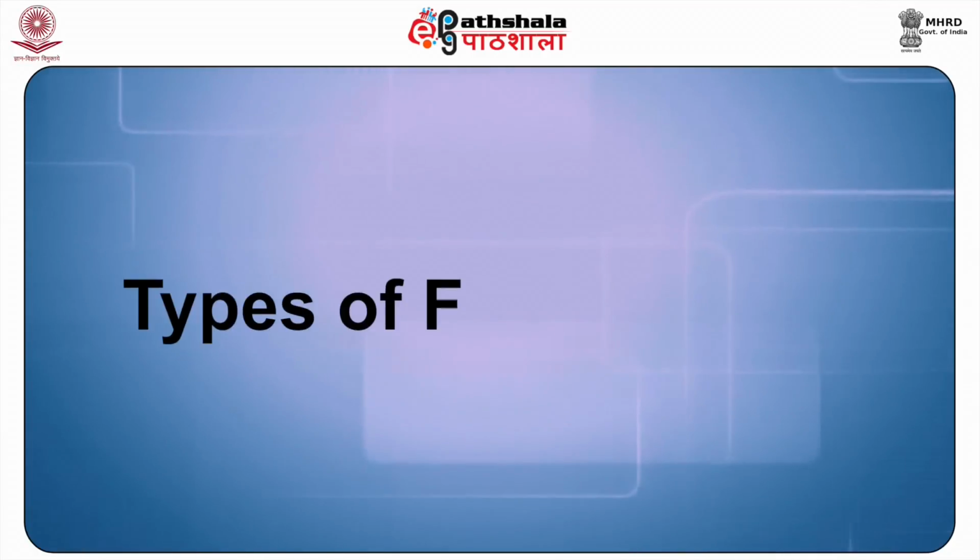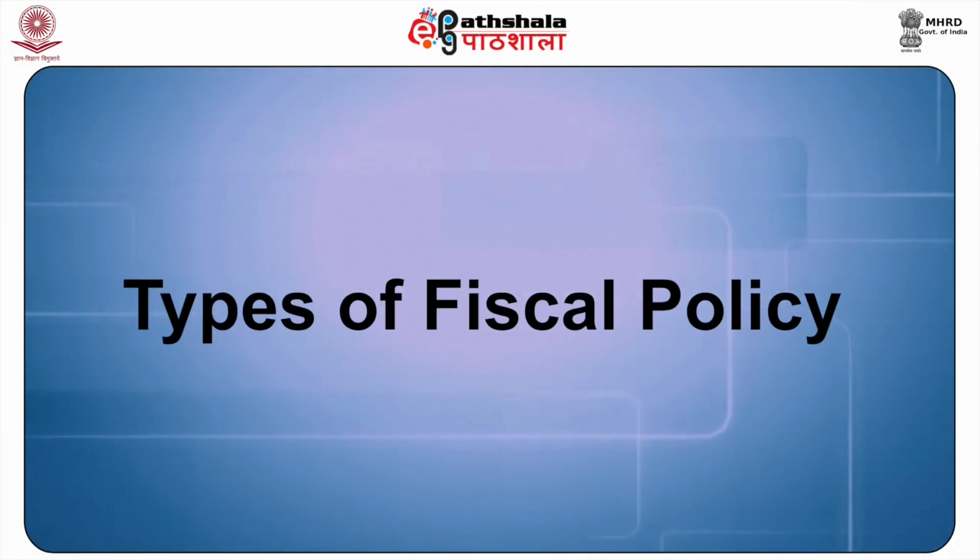Thus, we see that the changes in taxation composition and government spending in various sectors are the two most important instruments of fiscal policy. These changes can affect the macroeconomic variables amongst others in the economy. The variables to be affected are aggregate demand and the level of economic activity, savings and investment in the economy, and distribution of income. Now, let us discuss types of fiscal policy.